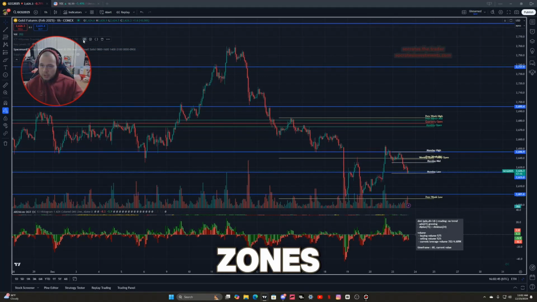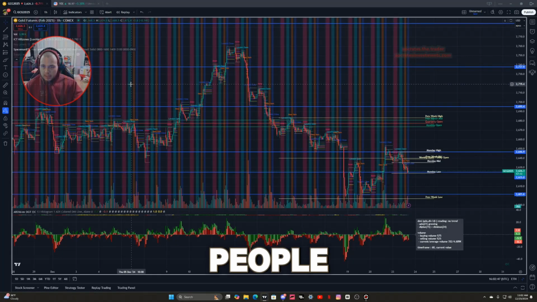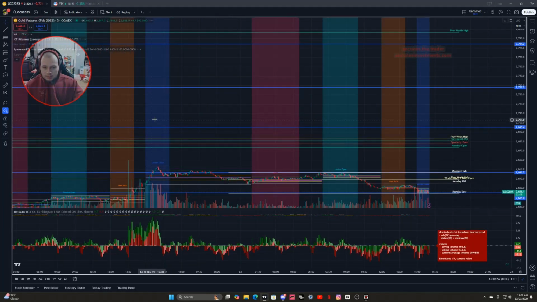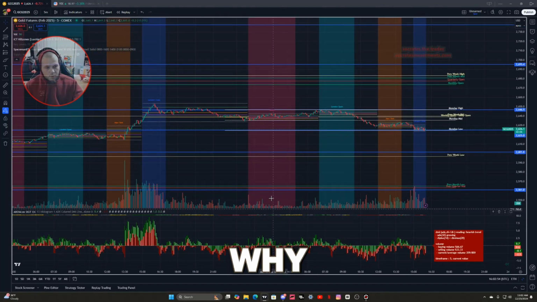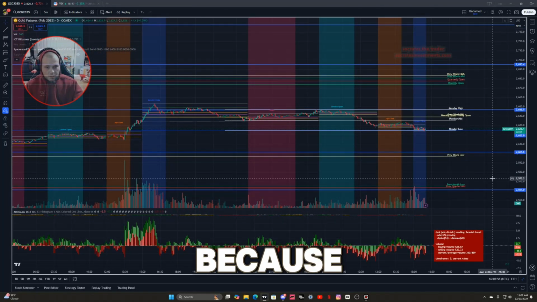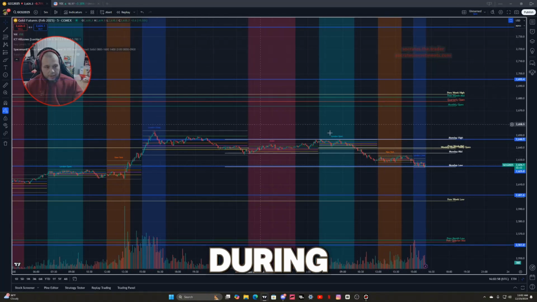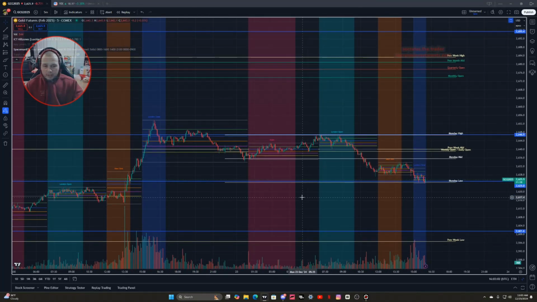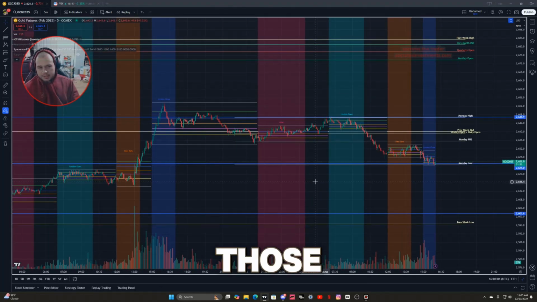Now, the kill zones. Let's bring this up a little bit. People ask me this. This is better on a smaller time frame. This is why I like the kill zones, because you can see where price is during different markets and different sessions. And again, those will create potential key levels for me.